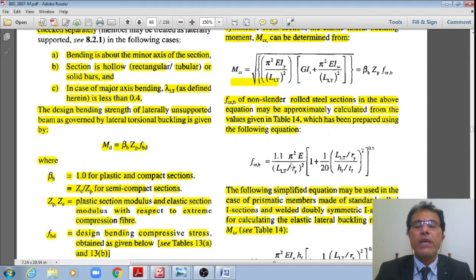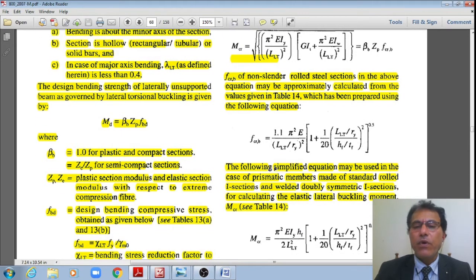That table 14 is calculated based upon this formula stated, where fcrb is equal to 1.1 pi square E divided by LLT divided by ry whole square multiplied by 1 plus 1 by 20 LLT divided by ry divided by hf divided by tf whole square, under root. This is under root, right? Therefore, let us see that table 14, right?